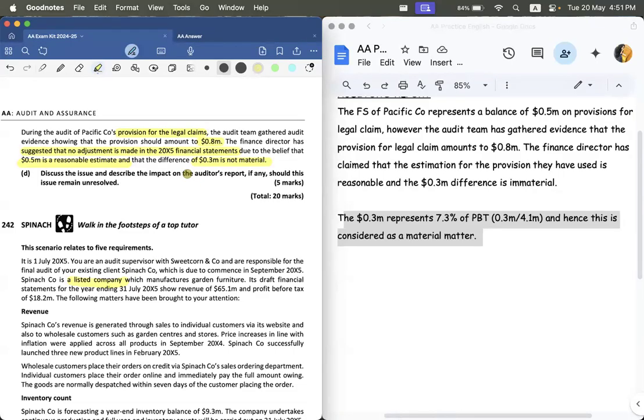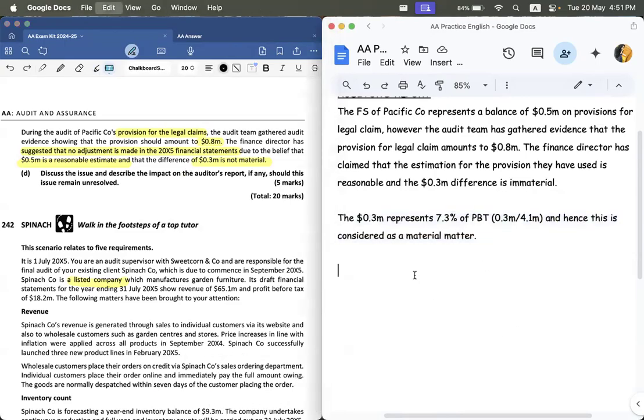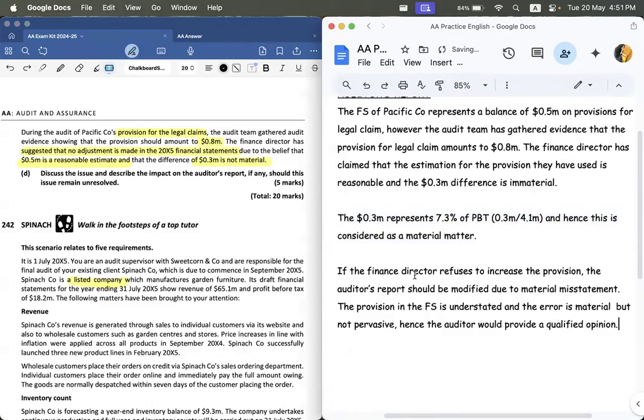So the auditor, what would he do? He is going to give a qualified opinion. Clear, Samriddhi? Understood? That is as simple as that. If you know how a report works, this answer is very simple. Clear?